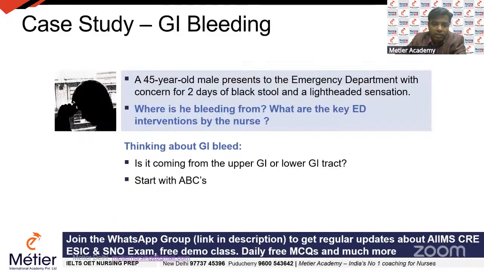When you think about it, the clinical scenario is always important. A 45-year-old male presents to the emergency department with concern of 2 days of black stool and light-headed sensations. Where is the bleeding from? What are the key emergency interventions by the nurse? Practically, what is GI bleeding? Two days before, patient had black stool. What may be the reason, where is the bleeding coming from, and how are we going to intervene? The role of the nurse is always important. How are we going to intervene in this?